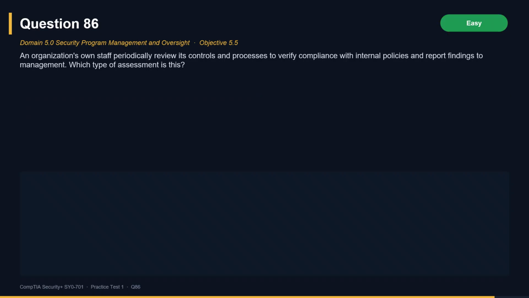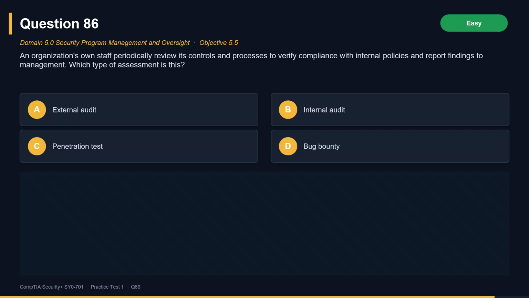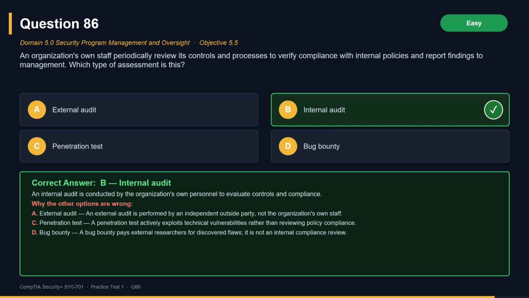Question 86. An organization's own staff periodically review its controls and processes to verify compliance with internal policies and report findings to management. Which type of assessment is this? The correct answer is B, internal audit. An internal audit is conducted by the organization's own personnel to evaluate controls and compliance.